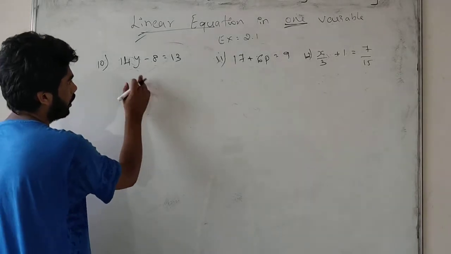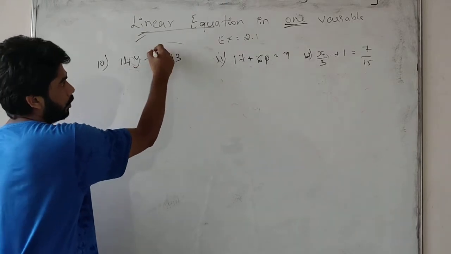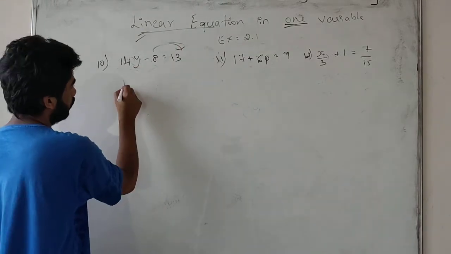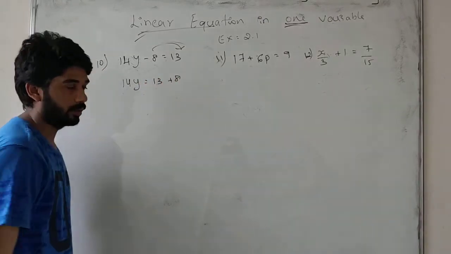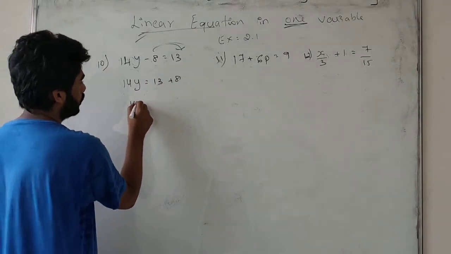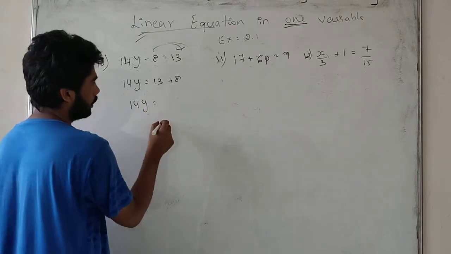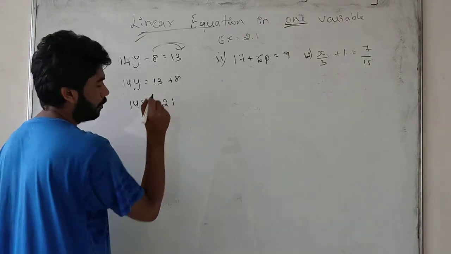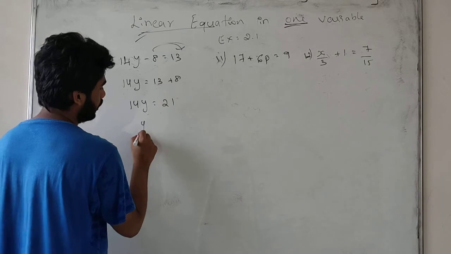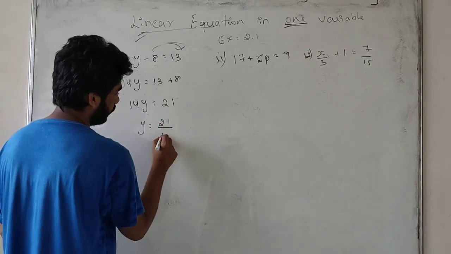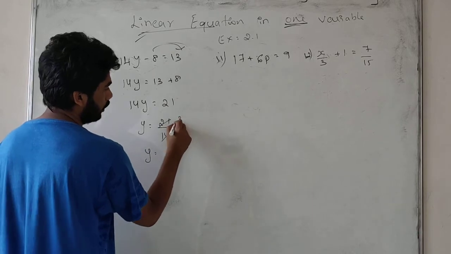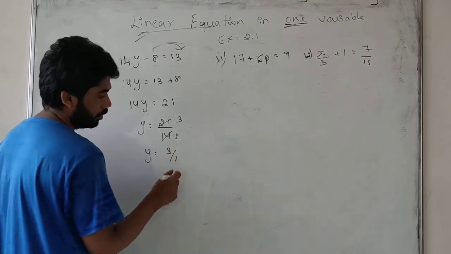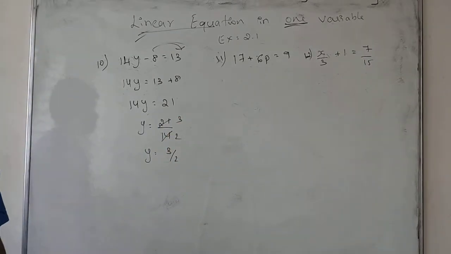So here what we do: minus 8 is there, shift it to this side. So 14y is equal to 13 plus 8. So next step, 14y is equal to 13 plus 8, which means 21. So we get y is equal to 21 divided by 14. So y is equal to 7 twos are 7, 3 sevens are 21, so 3 by 2 is the required answer. Okay.